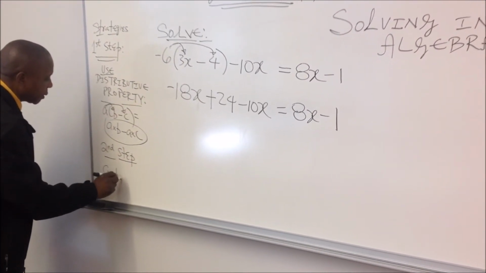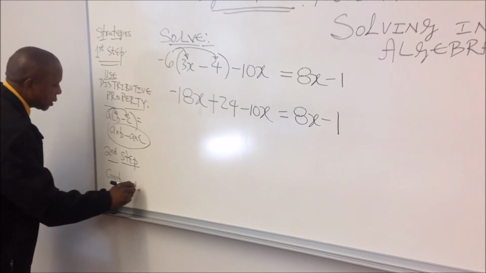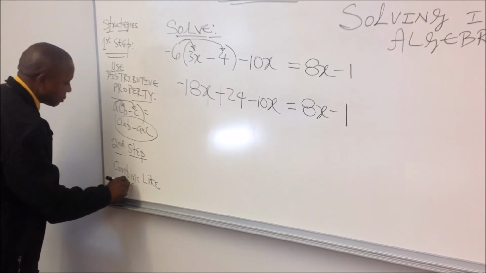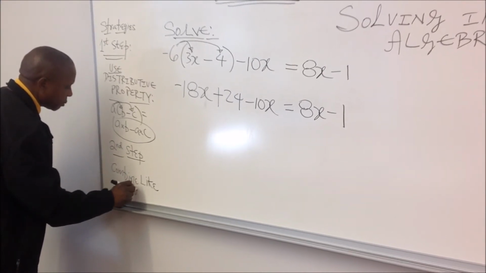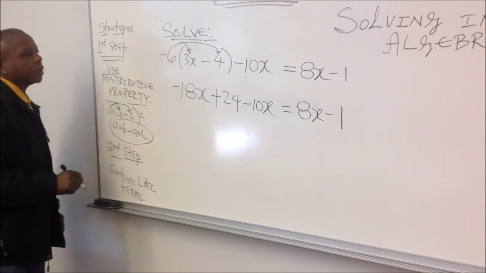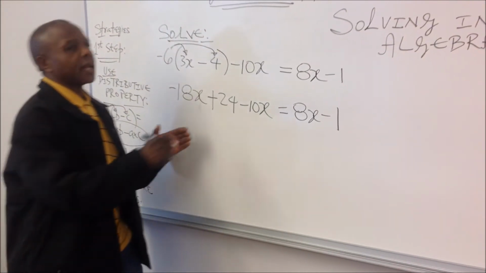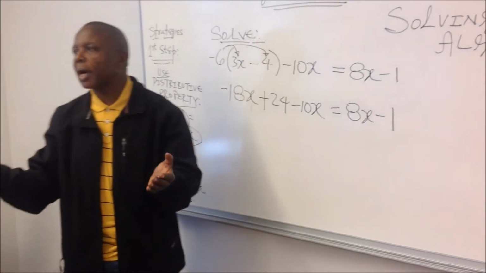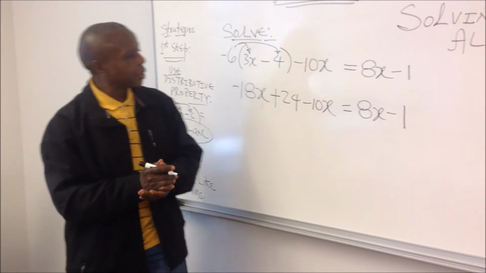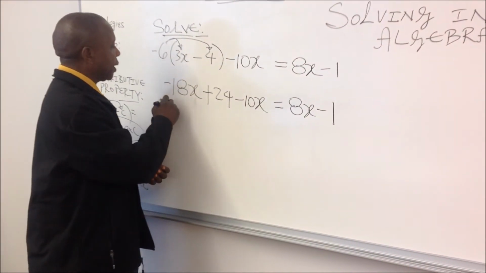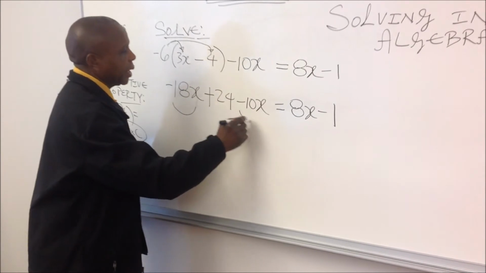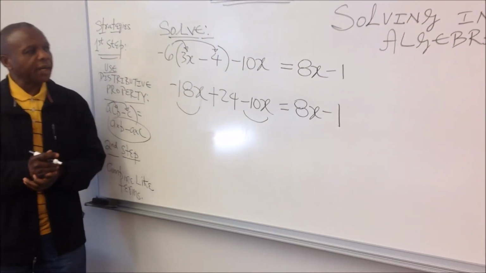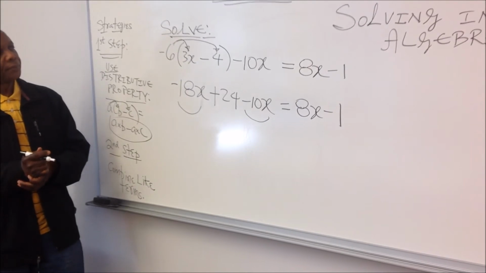Combine like terms. So that means bring things that are alike together. That is what it means to combine like terms. Notice on the left side we have negative 18x and negative 10x. So we are supposed to combine these terms together.